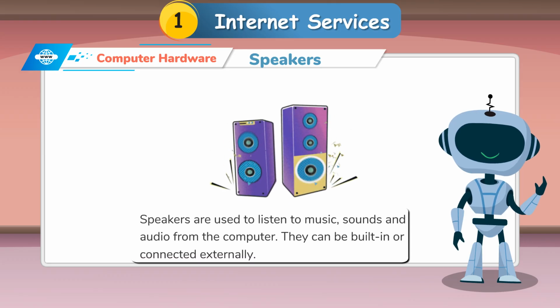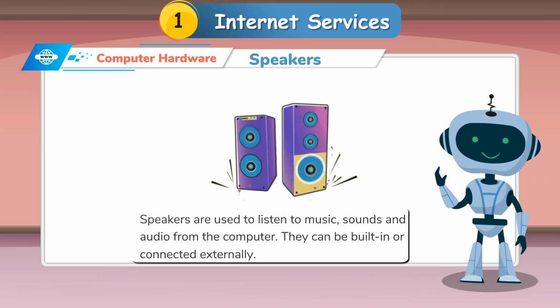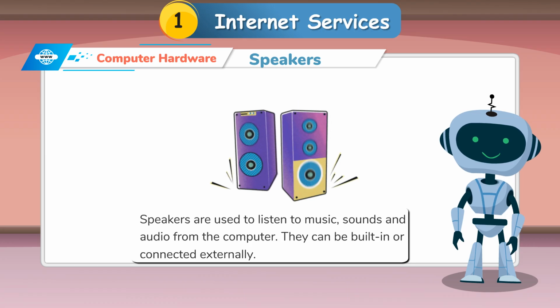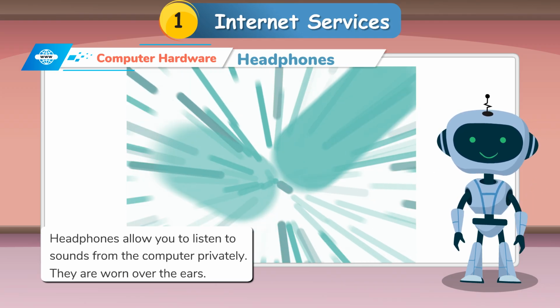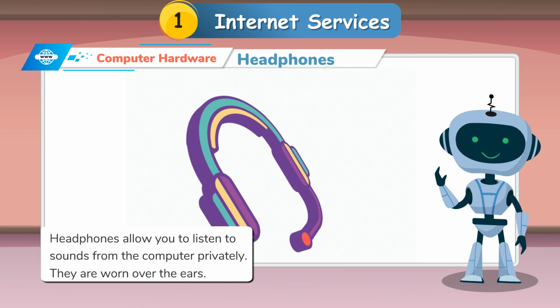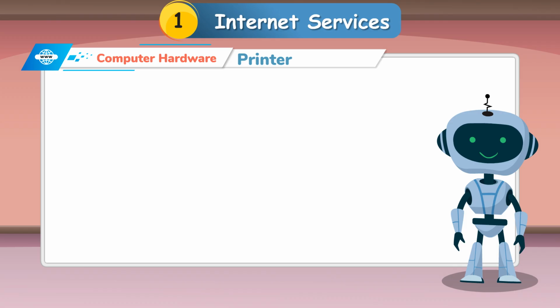Speakers are used to listen to music, sounds, and audio from the computer. They can be built-in or connected externally. Headphones allow you to listen to sounds from the computer privately. They are worn over the ears.